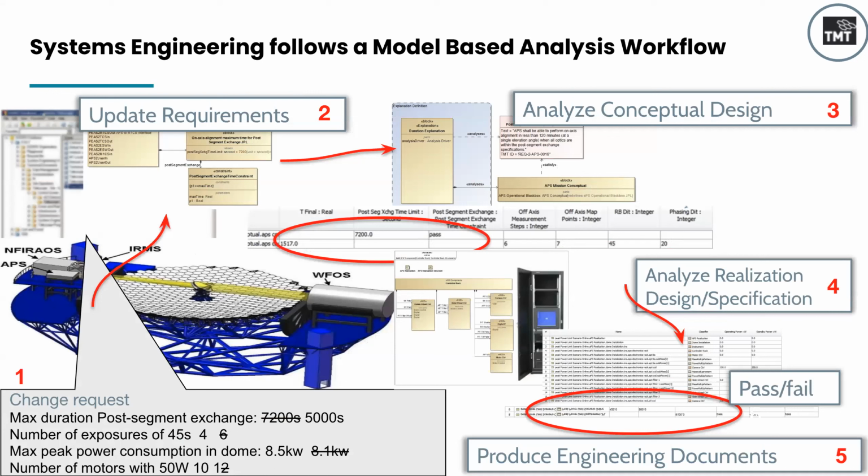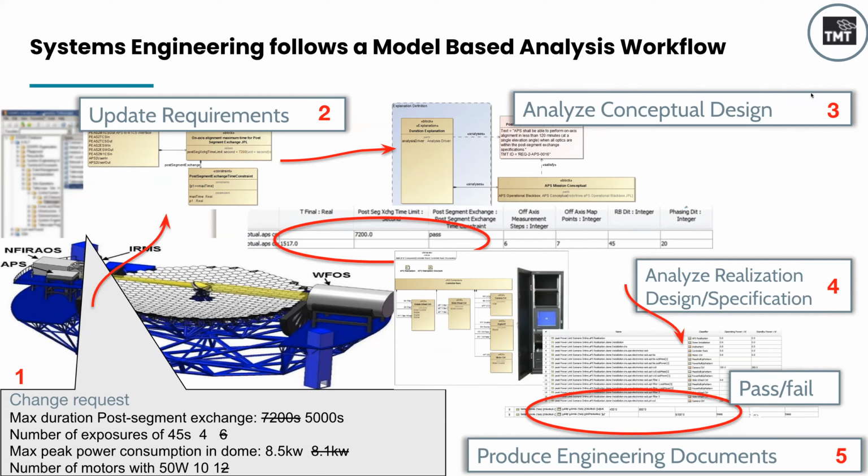And we also have a workflow that enables automatic verification of the behavioral specification against the time, power, and mass requirements. For example, here, when we have a change request for our requirements, let's say the number of exposures of 45 seconds is changed from 6 to 4. These change requests can be easily updated within the system model, which is not only expressed in a text format, but also mathematically formulated within the constraint elements. So we can say a certain property needs to be less than or equal to a certain property.